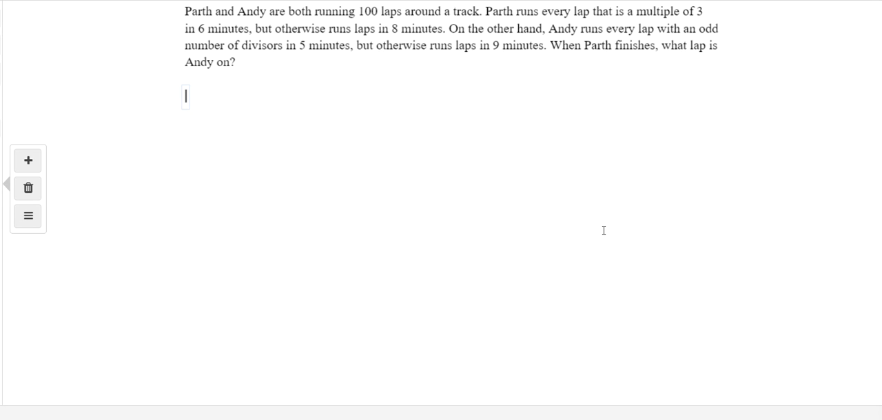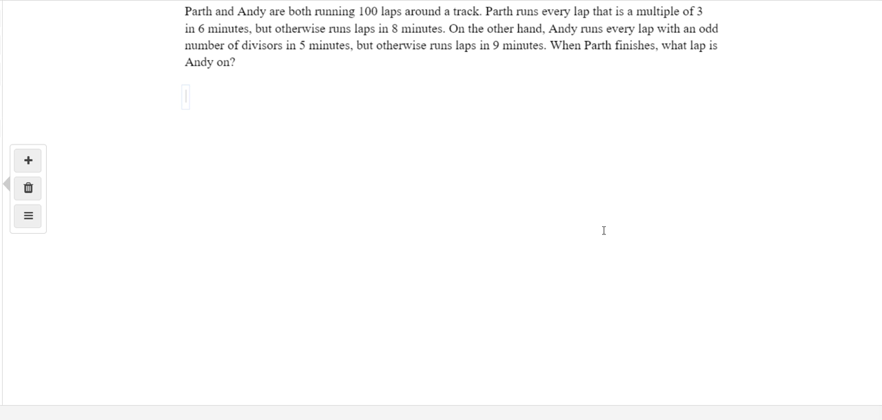So I'm going to be going over 8th grade problem number 22, and the problem is: Parth and Andy are both running 100 laps around the track. Parth runs every lap that is a multiple of 3 in 6 minutes, but otherwise he runs laps in 8 minutes. On the other hand, Andy runs every lap with an odd number of divisors in 5 minutes, but otherwise he runs laps in 9 minutes. When Parth finishes, what lap is Andy on?